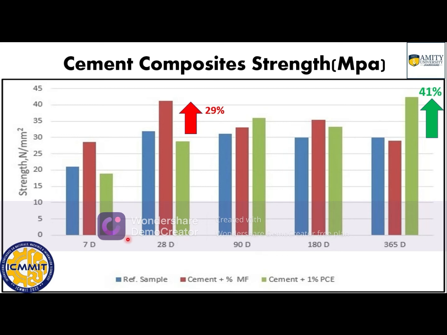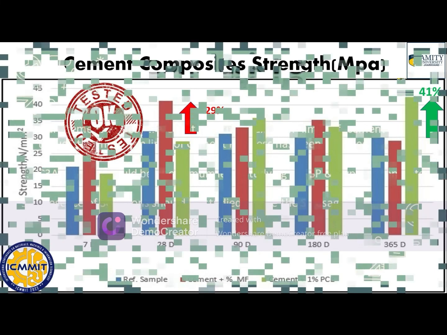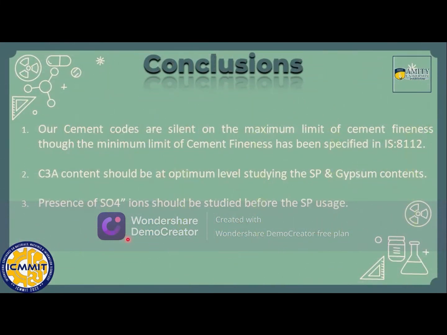So 41% strength at 1 year is a good sign of strength gain for the PC, the latest generation admixture. The conclusion is our cement codes are silent on the maximum limit of cement fineness, though the minimum limit of cement fineness has been specified in our code, and we should try to specify the maximum limit also, so that all the parameters can be controlled, rather than trial and error. And the C3A content should be at the optimum level, studying the SP, the superplasticizer and the gypsum contents, and the presence of sulfur ions should be studied before the superplasticizer use or after the admixture use.